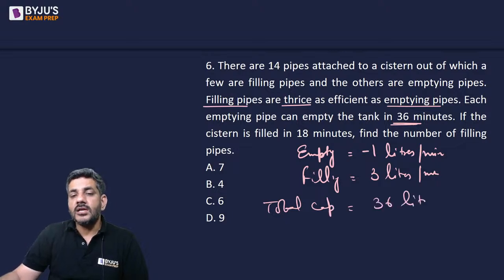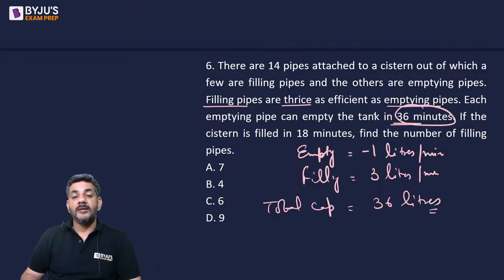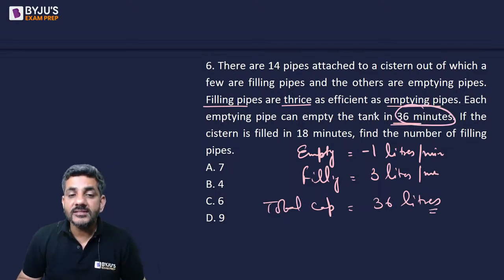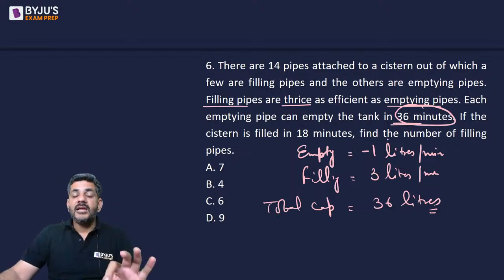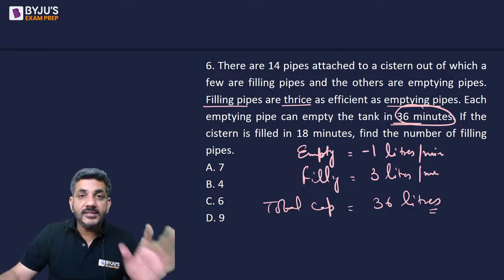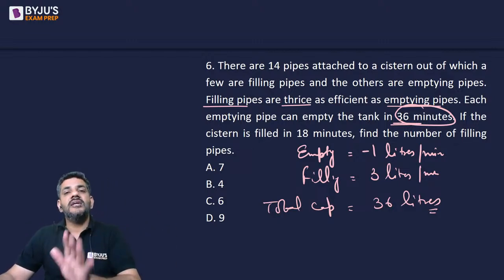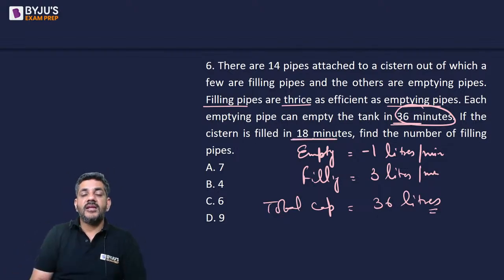Why am I saying the total capacity is 36 liters? Because one pipe empties it in 36 minutes. If one pipe can empty it in 36 minutes, that means the total capacity is 36 liters. So an emptying pipe can take out a liter in a minute. A filling pipe can fill 3 liters in a minute. And the total capacity is 36 liters. If the cistern is filled in 18 minutes, find the number of filling pipes.